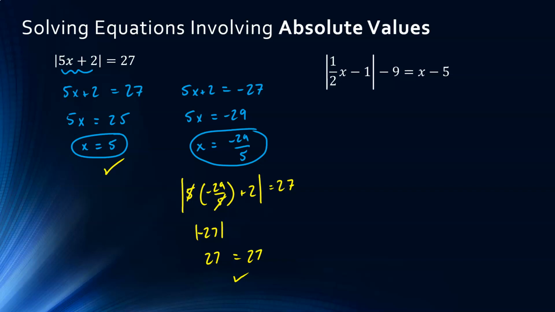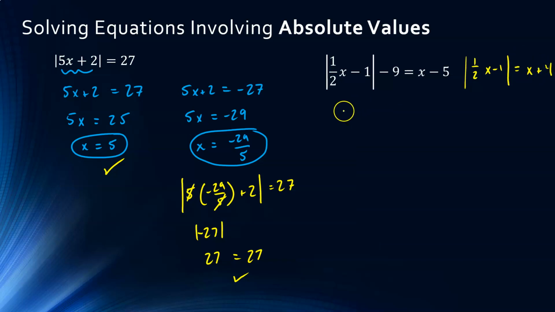Let's look at the other one. Now, before we do anything with changing the equations or anything like that, we need to get the absolute value by itself. So I'm going to add 9 to both sides. So I would have 1/2 x minus 1 equals, when I add 9 to both sides, negative 5 plus 9, so that would be plus 4.